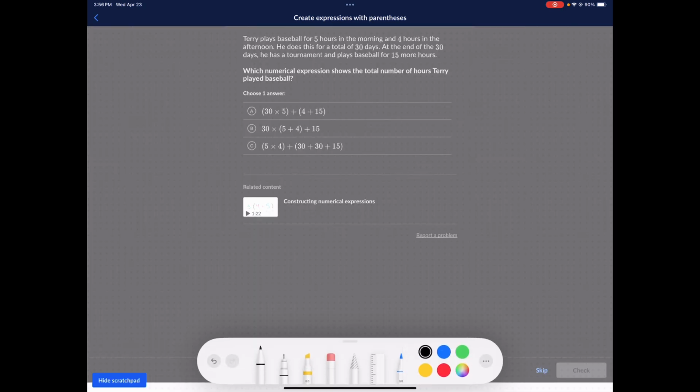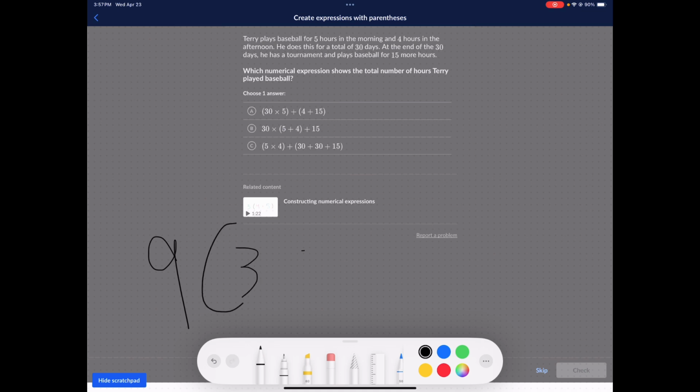So let's break it down. We have 5 hours in the morning and 4 hours in the afternoon, and he does this for 30 days. How many hours does he play baseball a day? Well, it mentions 5 hours in the morning and 4 in the afternoon, so it's 9 hours of baseball per day. That's a lot. More than I sleep. And he does this for a total of 30 days. So if he does this every day for 30 days, what could we also write this as?